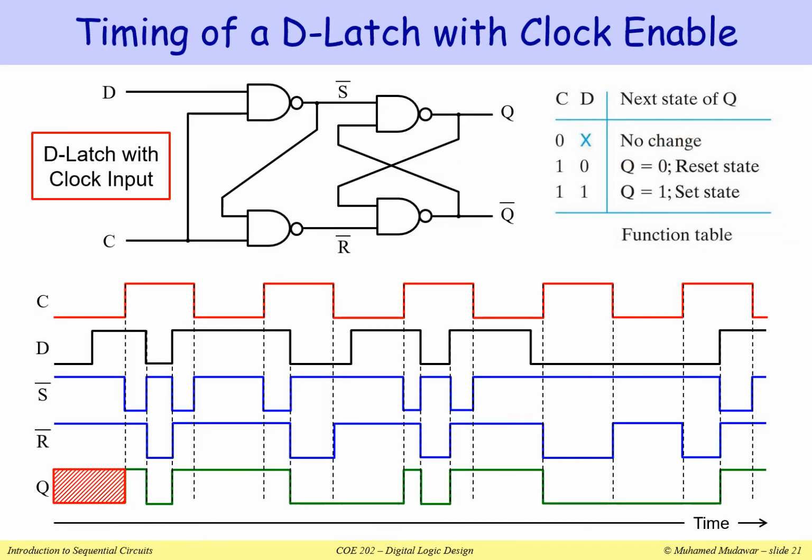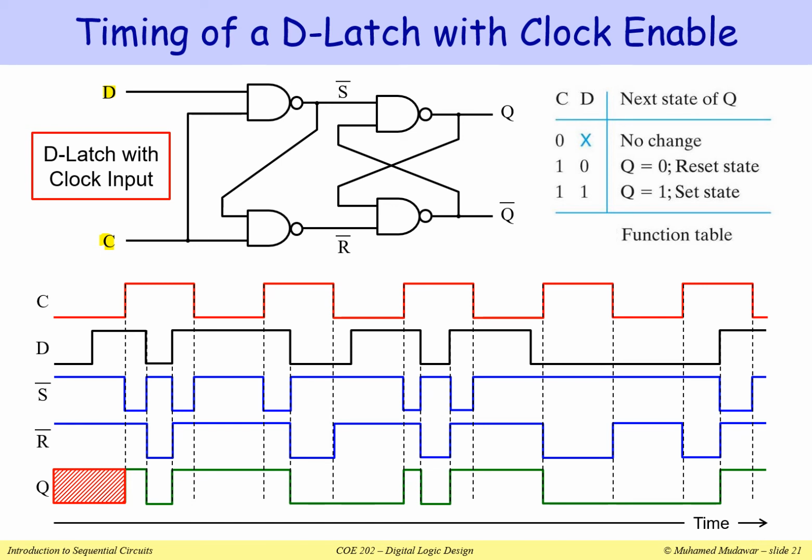To have a good understanding of the D latch, we really have to look at the timing diagram. This is a D latch that has a clock input. This is my clock enable. That's my D input here, and this is my clock input, my C input.